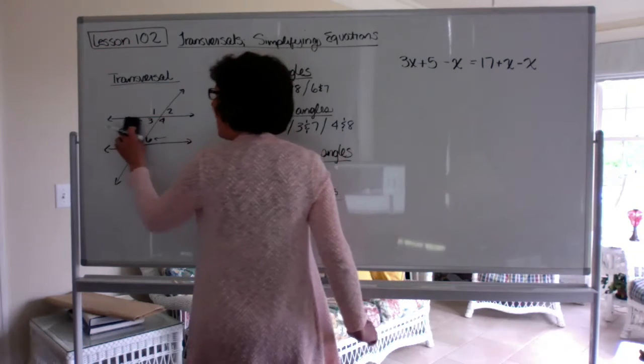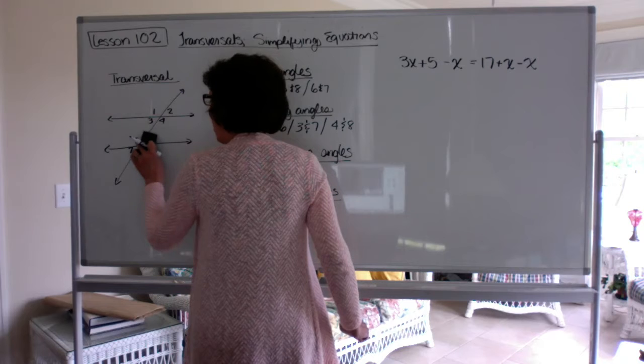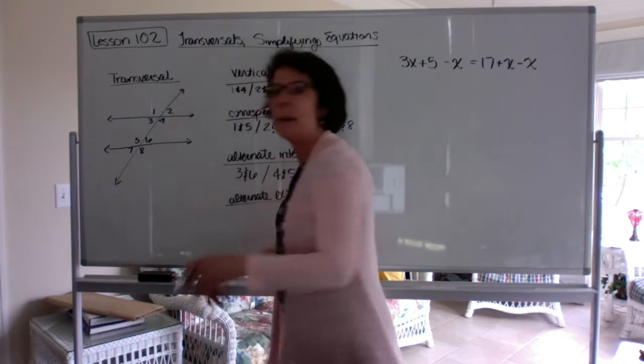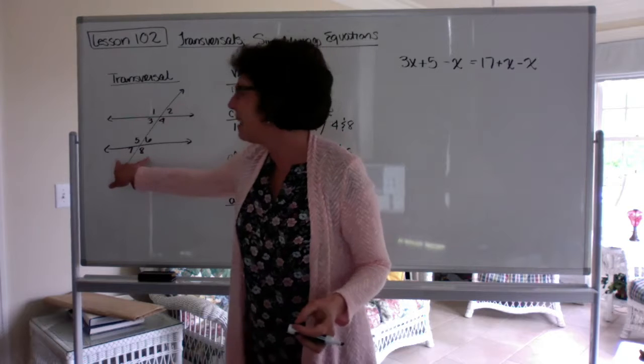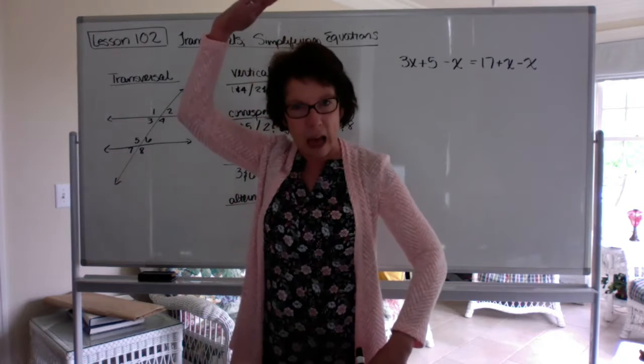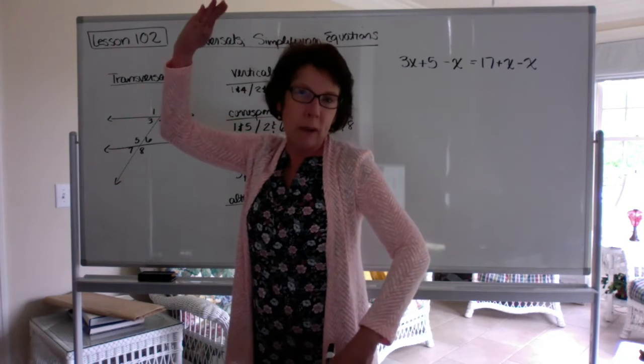I think you can guess what my exterior angles are. Exterior paint is going to be painting the outside of my house. And so angles 1 and 2 and 7 and 8 are really outside of the parallel lines. You want to think about it that way, okay?